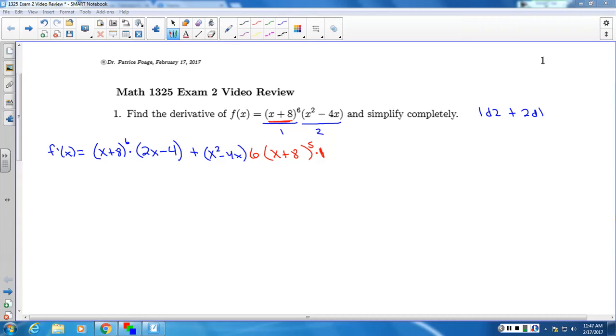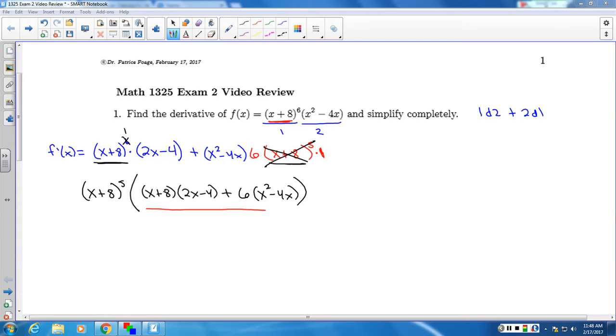Simplifying this, I have 6 of these x plus 8 terms on that side, and I have 5 of them on that side. So I can take 5 of them out of both. I can probably take more stuff out at this point, but I'm just going to go ahead and take that out first. So over here it leaves me with just one of them, times 2x minus 4, plus, on this side I took out all 5 of them. So I have 6 times 1 is 6, and it leaves me with x squared minus 4x.